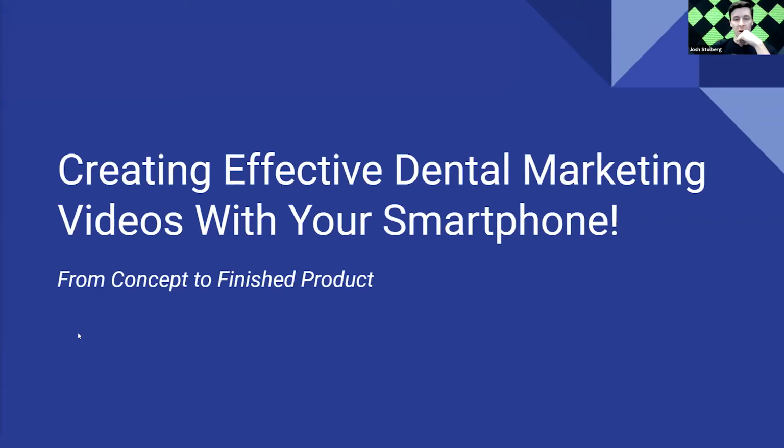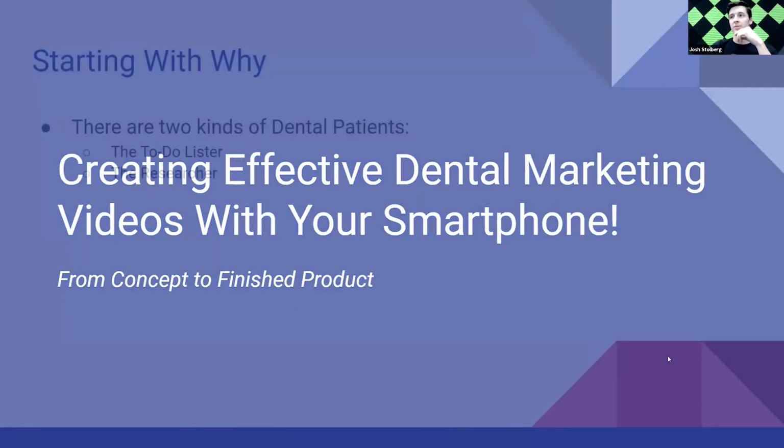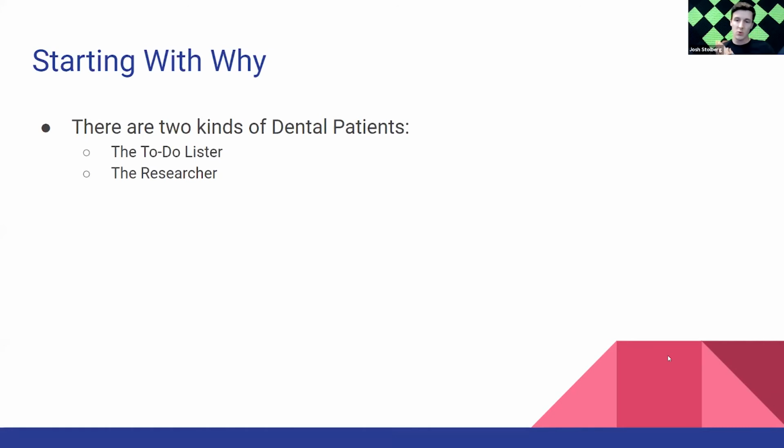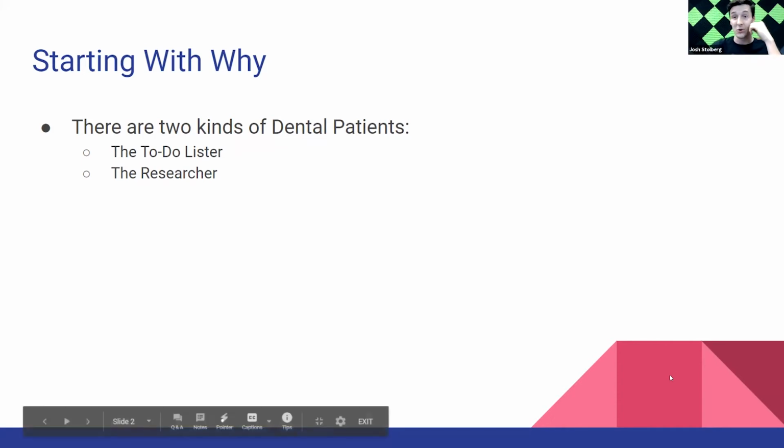On the screen here, we're going to start with the why. There are two kinds of dental patients, and we want to reach both of them. First, we have the to-do lister. I like to call this person the to-do lister. That's a person who sees a visit to the dentist office in a very cookie cutter kind of way. They might have an appointment every 6 months, maybe every year, maybe every 2 years. It depends on how much they care about their oral health. But this person just sees a trip to the dentist as something on their to-do list.